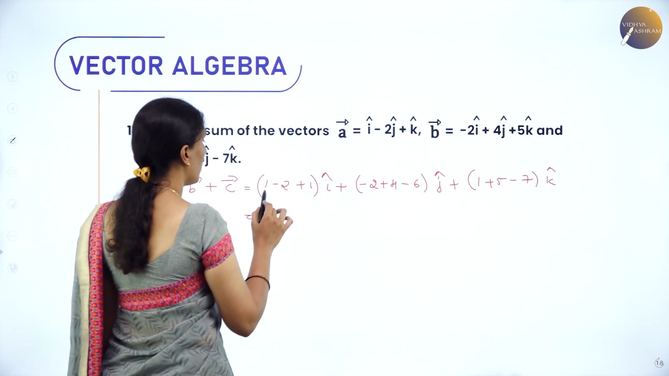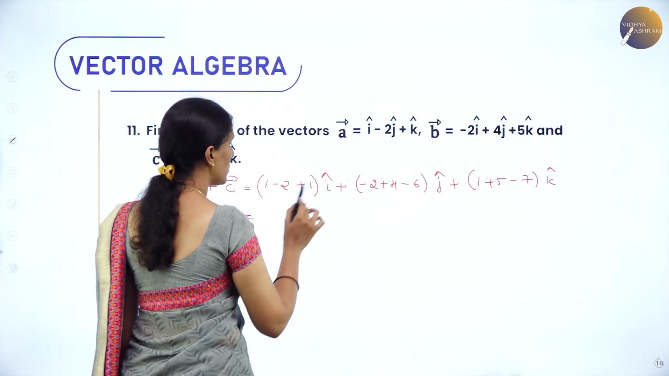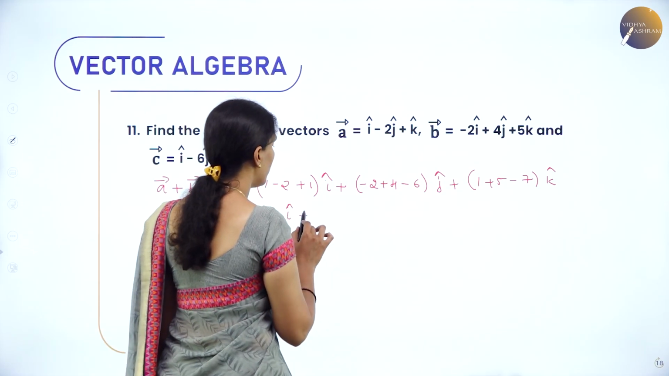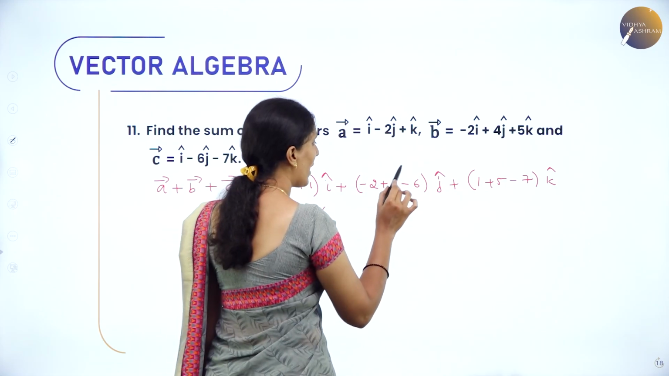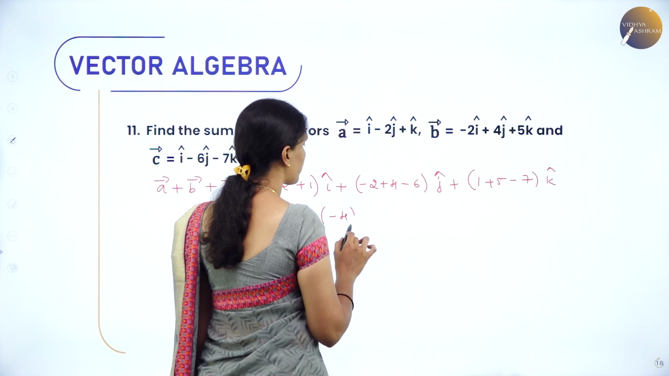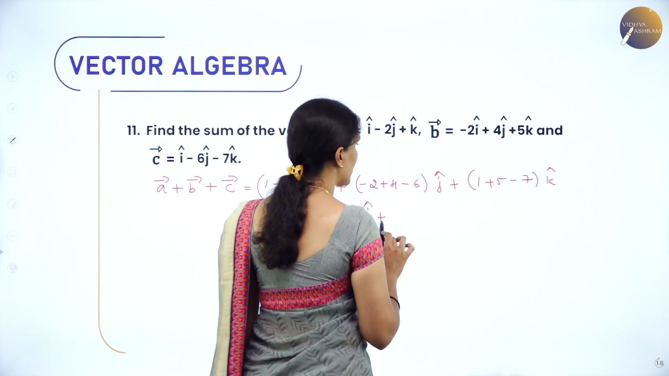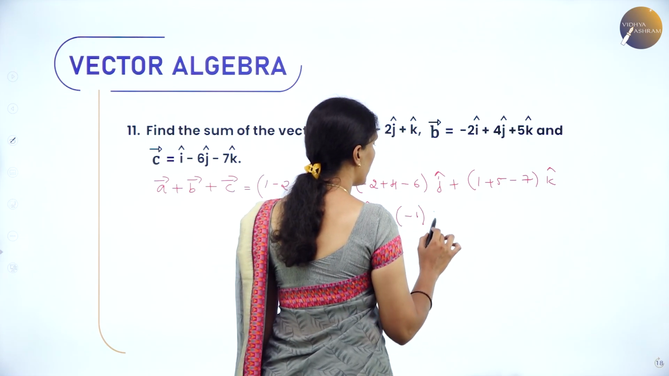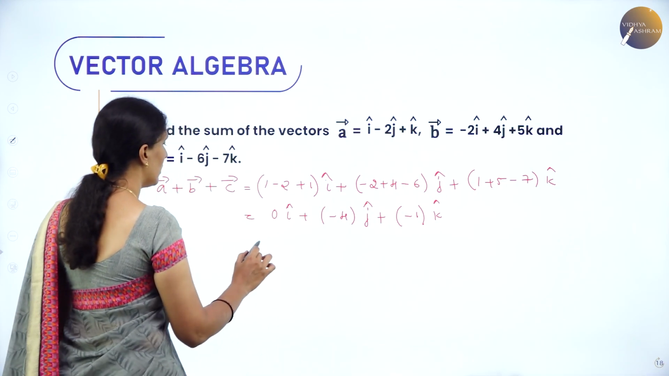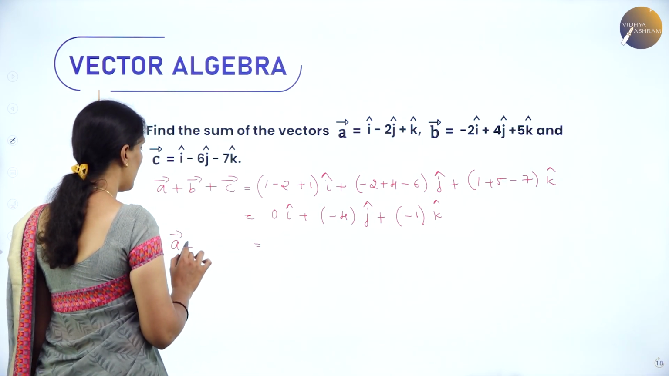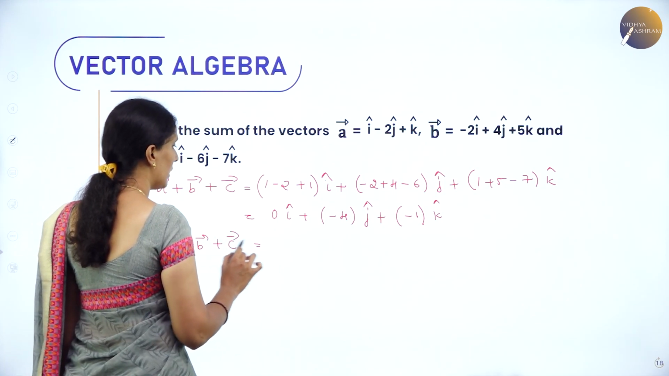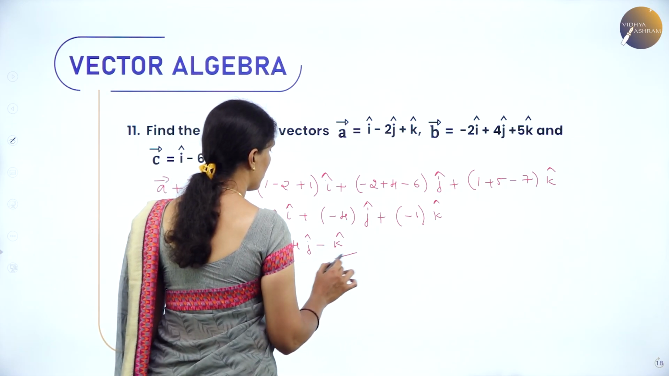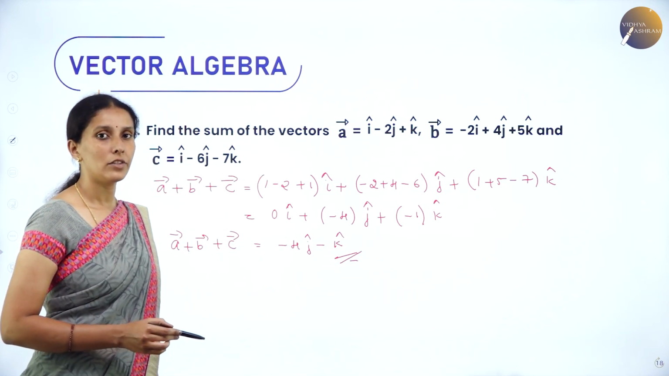Next we have 1 plus 1 is 2, 2 minus 2 is 0, 0 into i is 0. Next we have minus 2 plus 4 is 2, 2 minus 6 is minus 4, so minus 4j. Then 1 plus 5 is 6, 6 minus 7 is minus 1, so minus k. So therefore, the resultant vector A + B + C is -4j - k. So this is the sum of the three vectors.